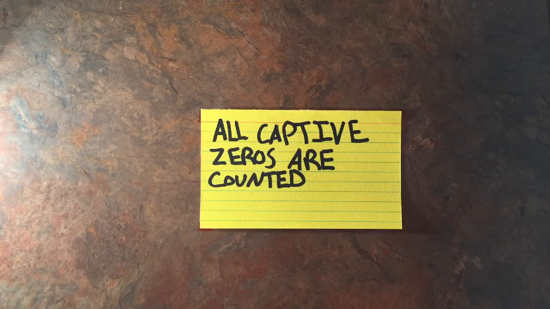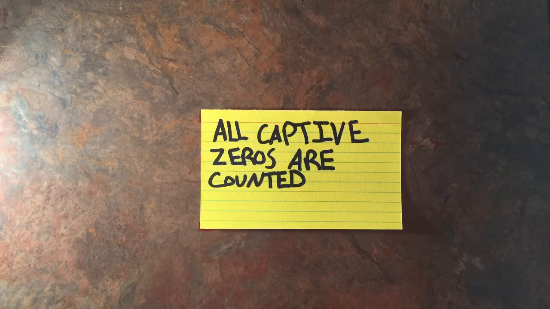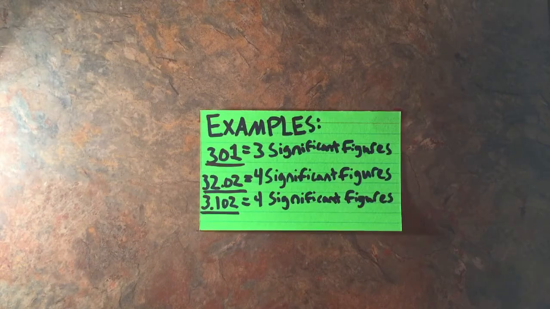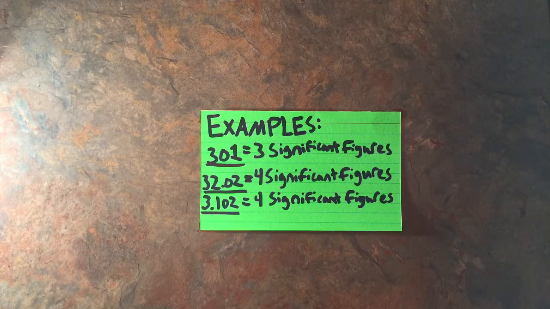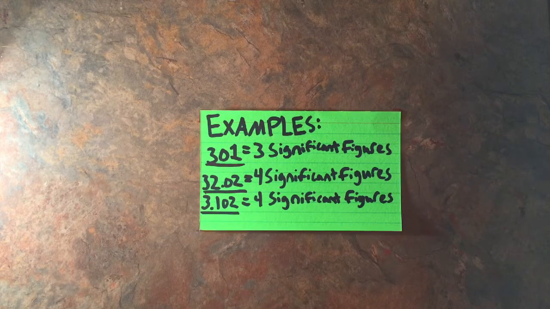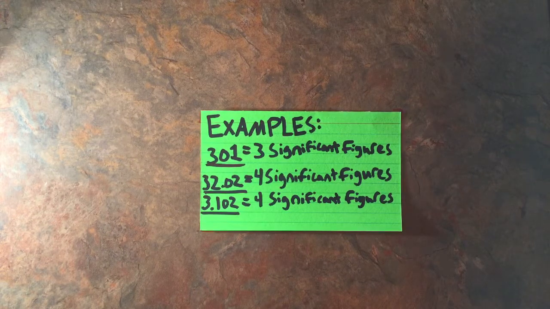All captive zeros are counted. This means any zero that is sandwiched in between two non-zero numbers. For example, the number 301 has three significant figures. This is because the zero is sandwiched in between two non-zero numbers. The number 32.02 has four significant figures, because yet again the zero is sandwiched in between two non-zero numbers. The number 3.102 also has four significant figures.